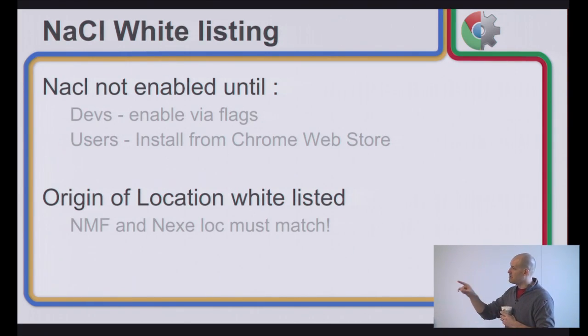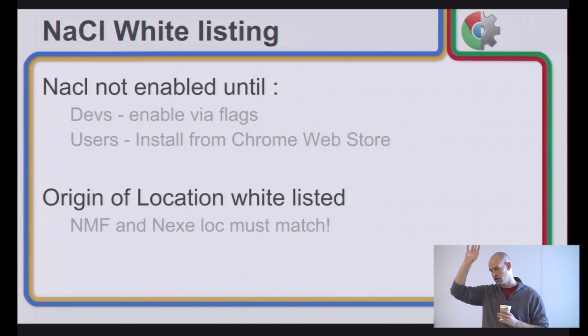And note that the NMF and the NEXEs must be loaded from that location. You can put zip data in different places, and OGG files and JavaScript all on a content network, wherever you want them. But the NEXEs and the NMFs must exist on that whitelisted origin.